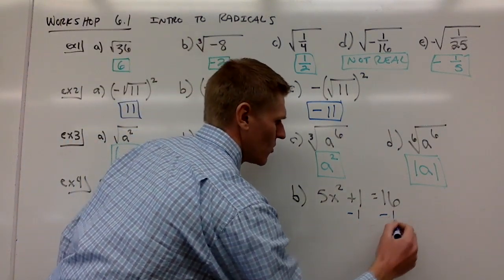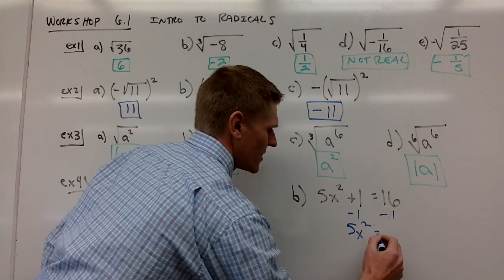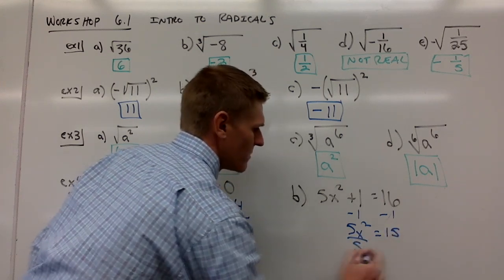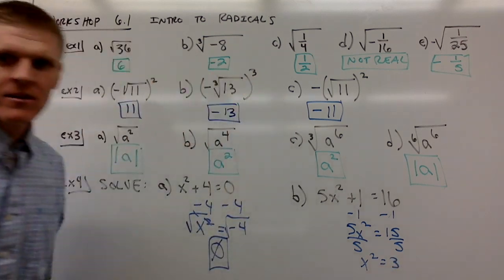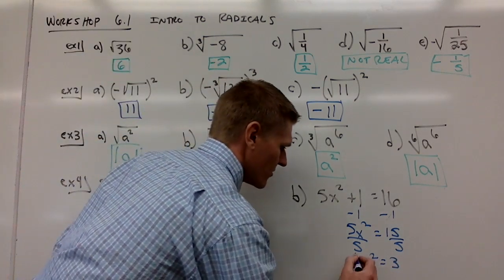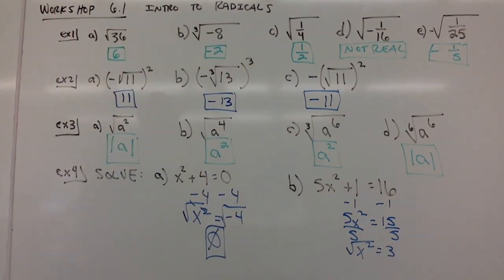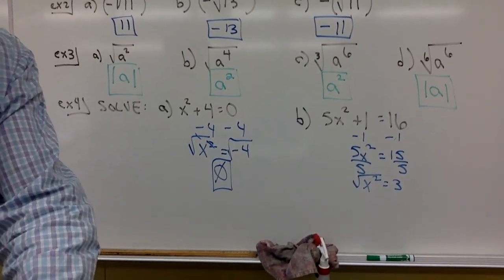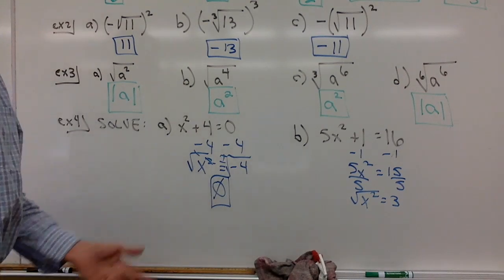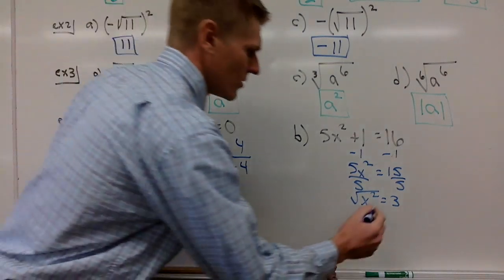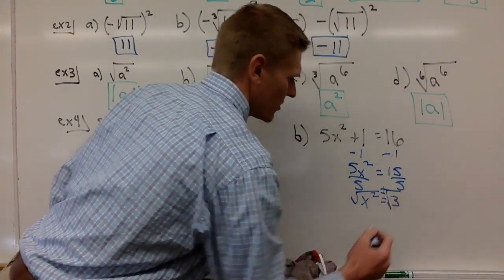When you go to subtract the 1, you have 5x squared equals 15. You divide by 5, you get x squared equals 3. And you take the square root. Now there's something we didn't do in example 1 that we should have. I don't know if you caught it. But when you put a square root in the problem, you have to put a plus and a minus. There can be both a positive and a negative root. So when I put the square root in, I put plus and minus.